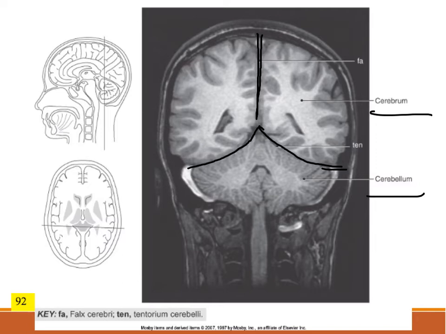Do those, when they go all the way down, do they meet? Or do they 100% meet, or not all the way through? Well, if you look at it from a sagittal view, if one comes from here and one comes from here, they kind of meet right there in the middle, where the fourth ventricle is. So they kind of meet there.